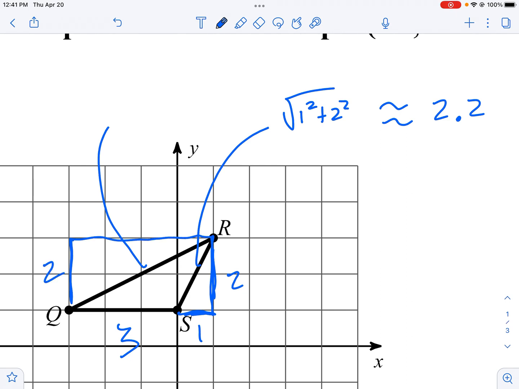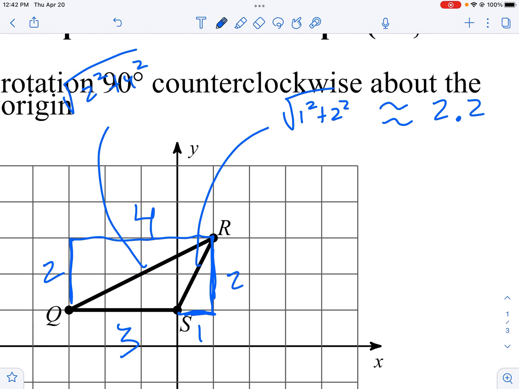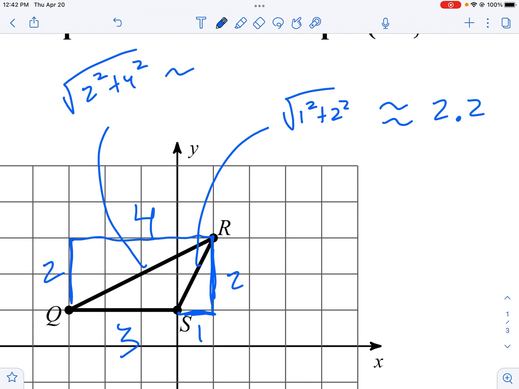This triangle is 2 tall and 4 wide. So its distance is going to be the square root of 2 squared plus 4 squared, which is the square root of 20, which is about 4.4721, etc. Since this number in the hundredths place is 5 or bigger, I actually need to round up. So it's going to be about 4.5.